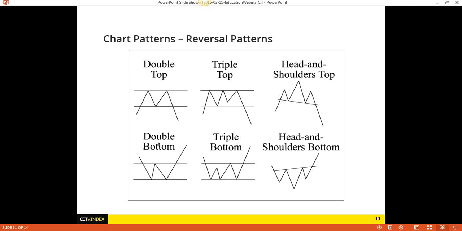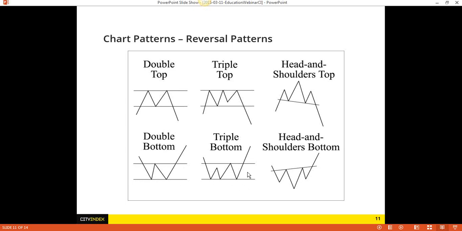Same thing to the upside with the double bottoms, triple bottoms, head and shoulder bottoms. We have a peak here, and we're looking for a breakout above there. Now, what is this showing you? This is showing you that maybe price action has bottomed out.